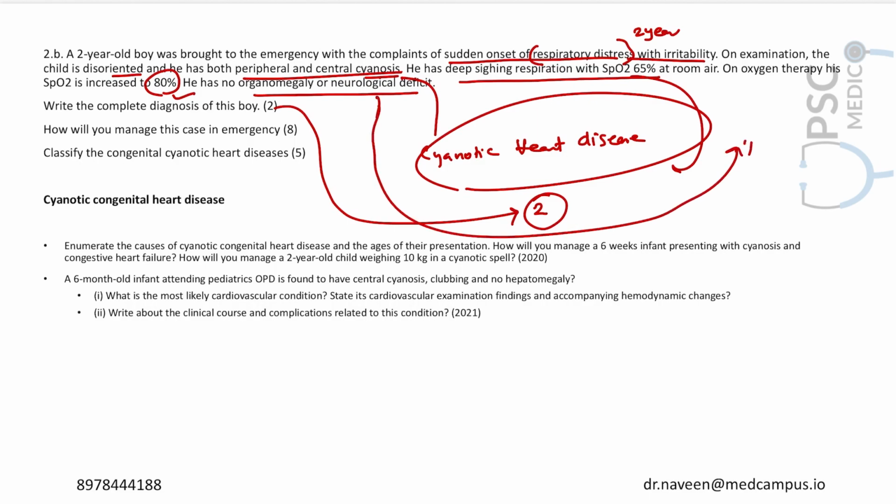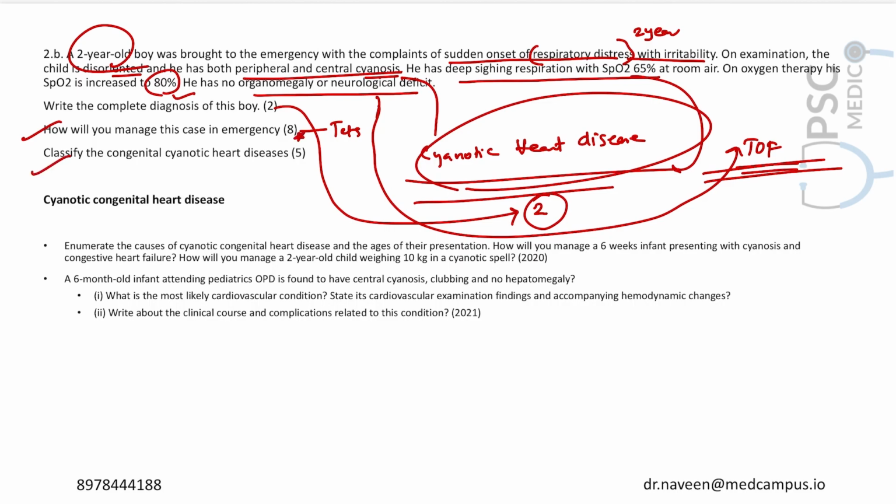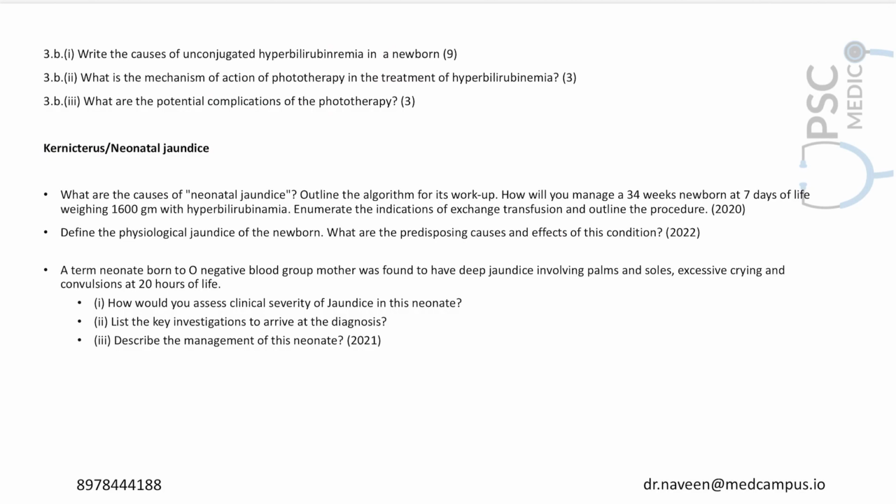This is again pointing towards tetralogy of Fallot, which is most common in a 2-year-old. Any other cyanotic heart disease, the person will die by now. Okay, cyanotic heart disease, probably tetralogy of Fallot. How will you manage TET spell or cyanotic spell? You know, right? It's like most commonly asked question in test series. And classify the congenital cyanotic heart diseases. We did discuss in greater detail. It's a straightforward repeat. Okay.